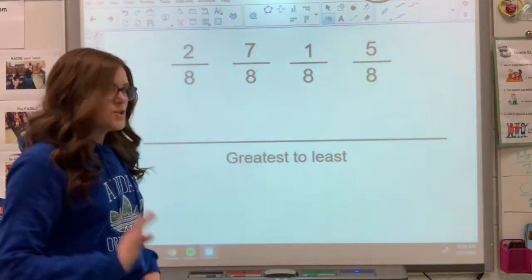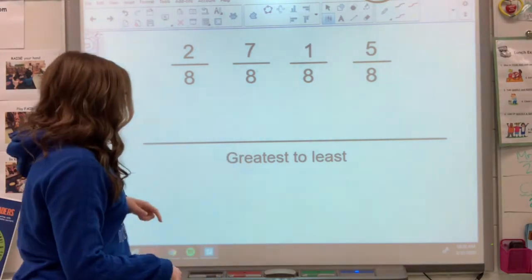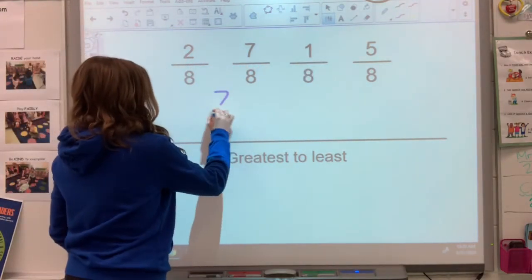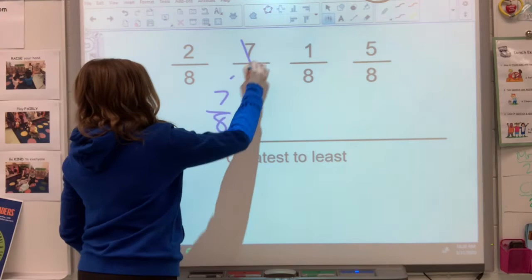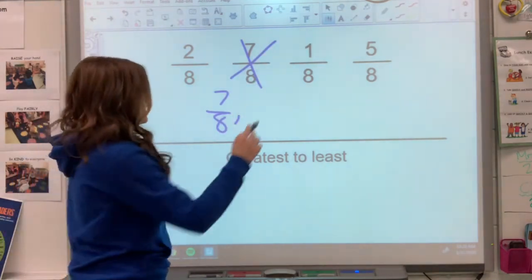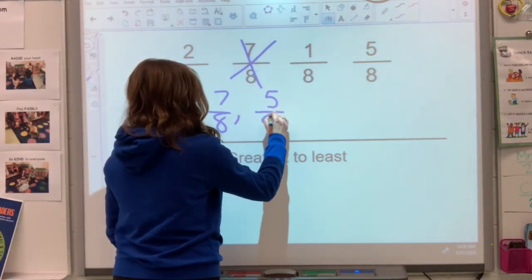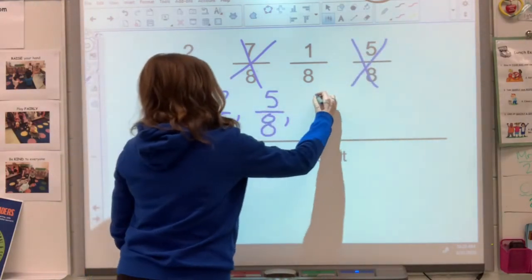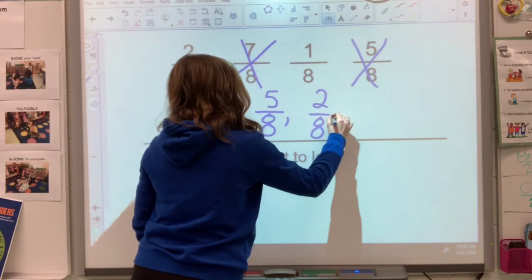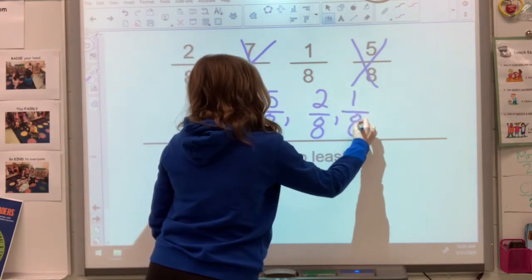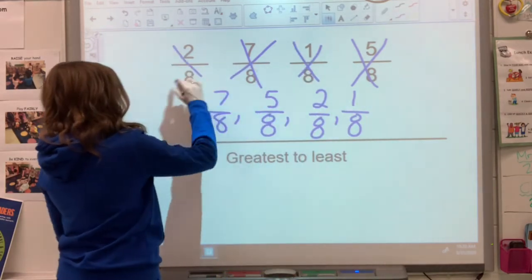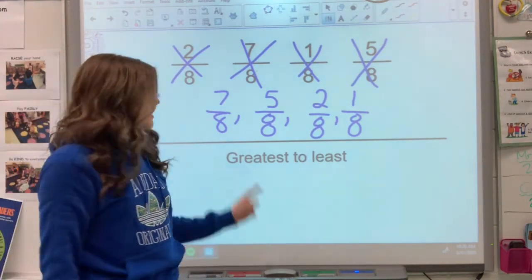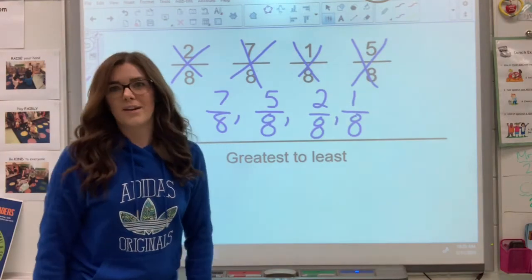Okay, now that you've tried it, let's make sure you guys have the right answer. So the biggest numerator would be 7/8. Cross it out to know that I'm done. The next biggest one is 5/8. And then we have 2/8. And then the smallest one is 1/8. Give yourself a check mark if you got that correct. If you didn't, it's okay. We're just learning this now. Make your corrections, and then we'll try another one.